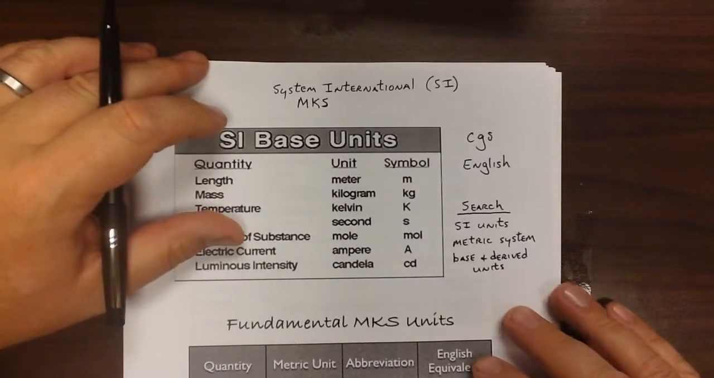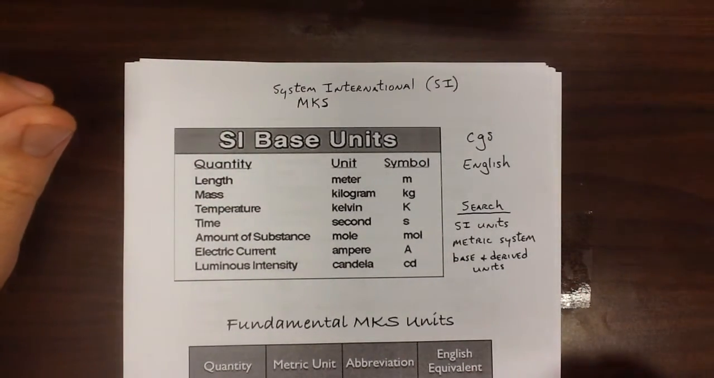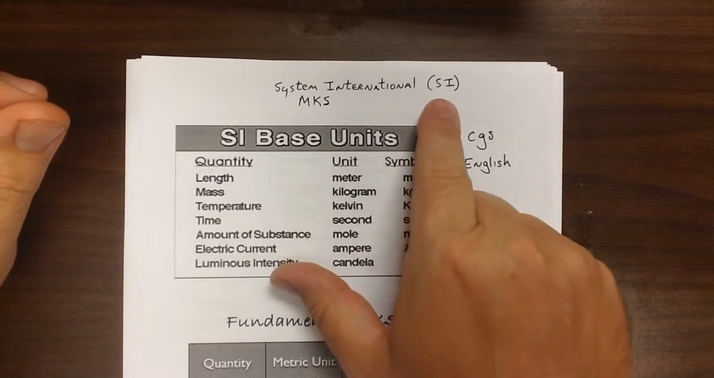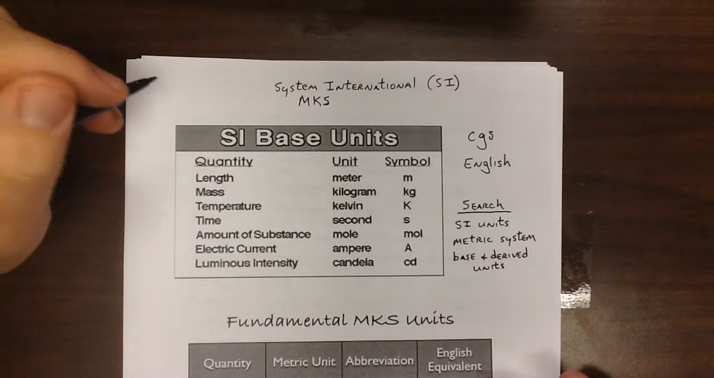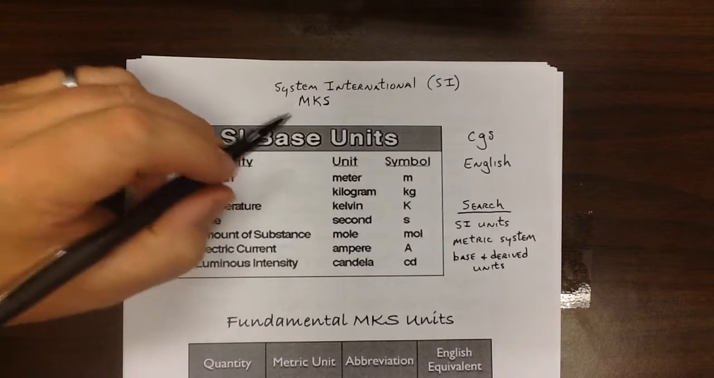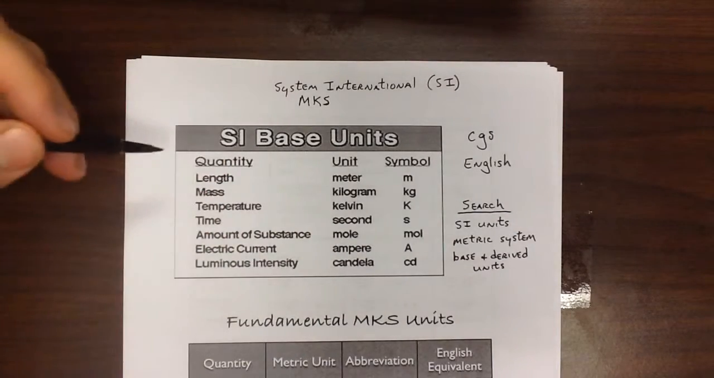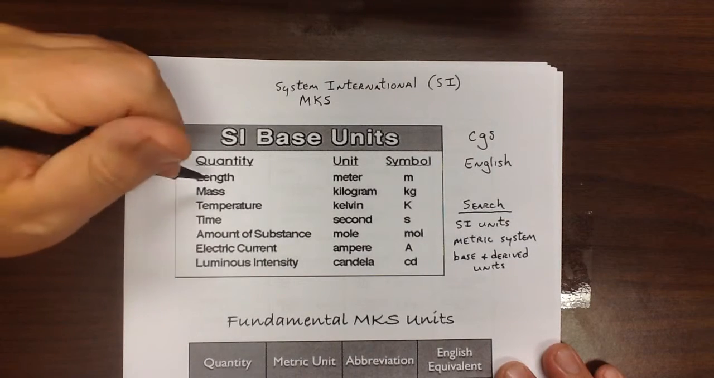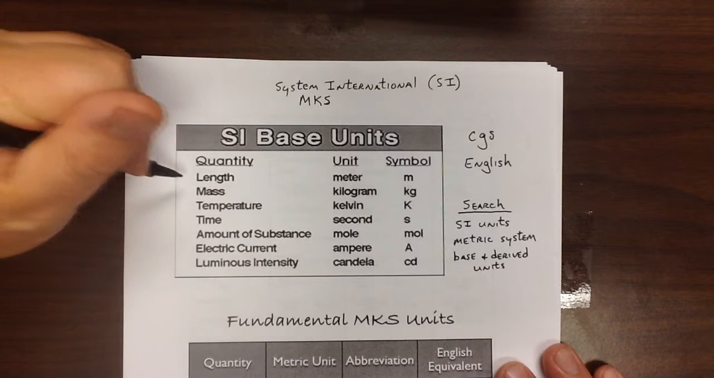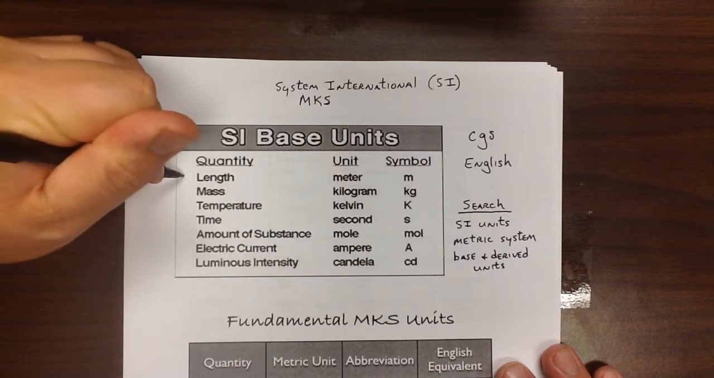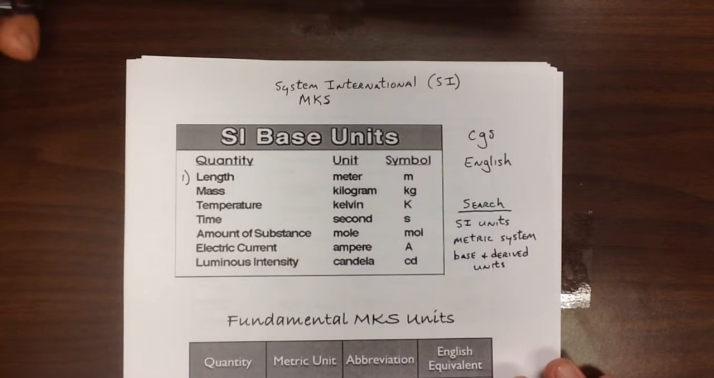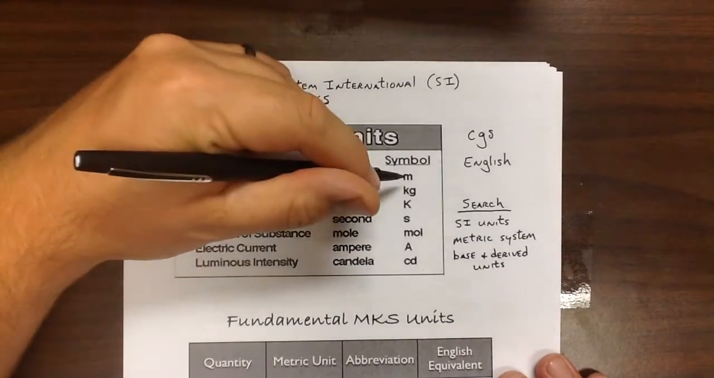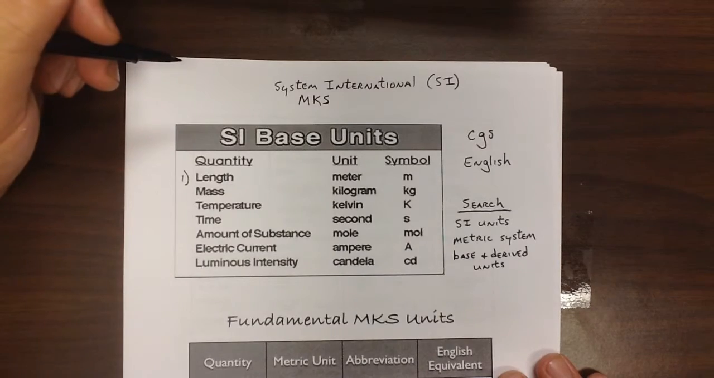First of all, what we normally call the metric system is known internationally as System International or the SI system. And in any measurement system, whether it be metric or English, there are 7 basic quantities to define. The first, and not in any particular order, is that we must measure length. And in the SI system, length is always measured in meters, and the meter has the symbol M.